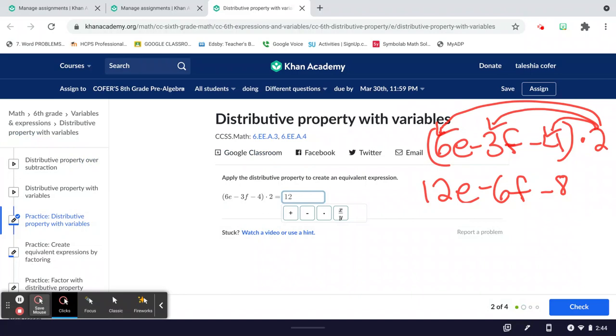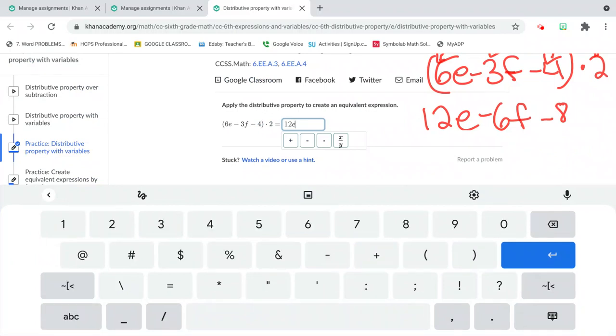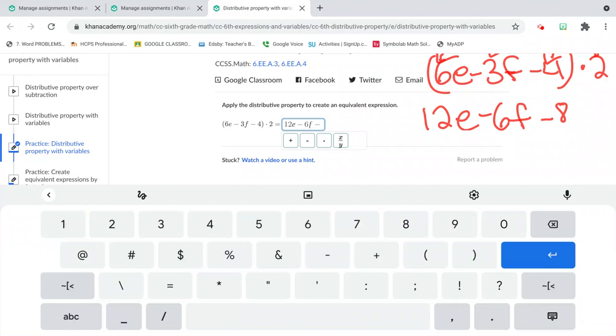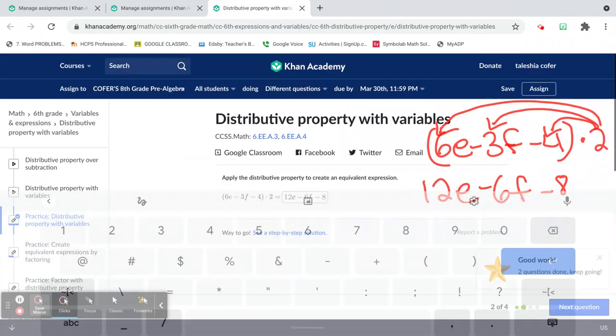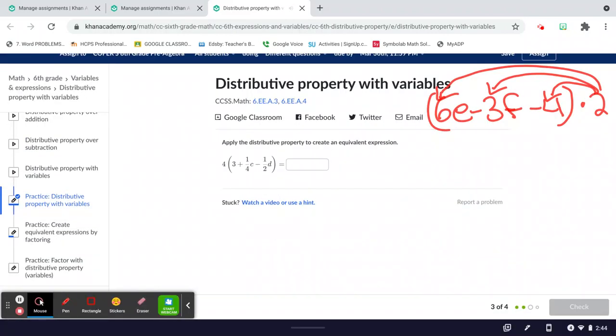12e. Oh, my e is missing. 12e minus 6f minus 8. Let's go ahead and clear this one.